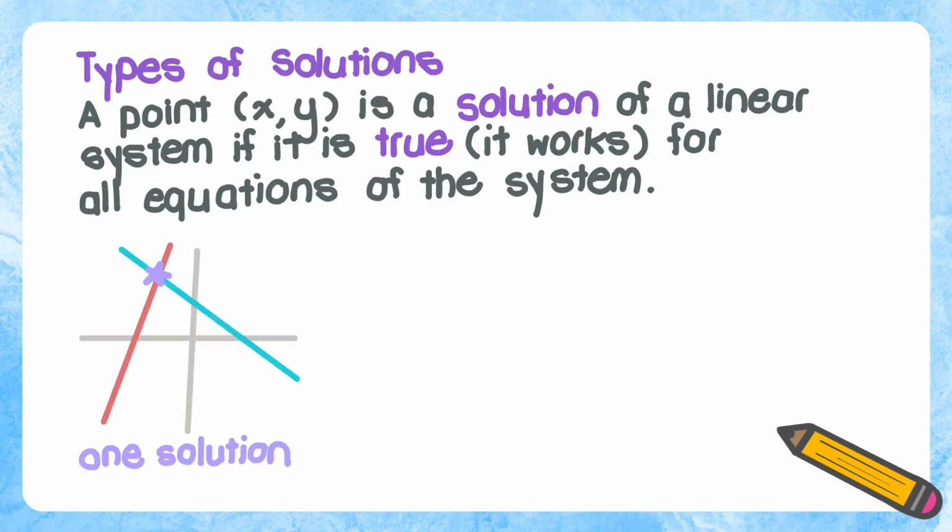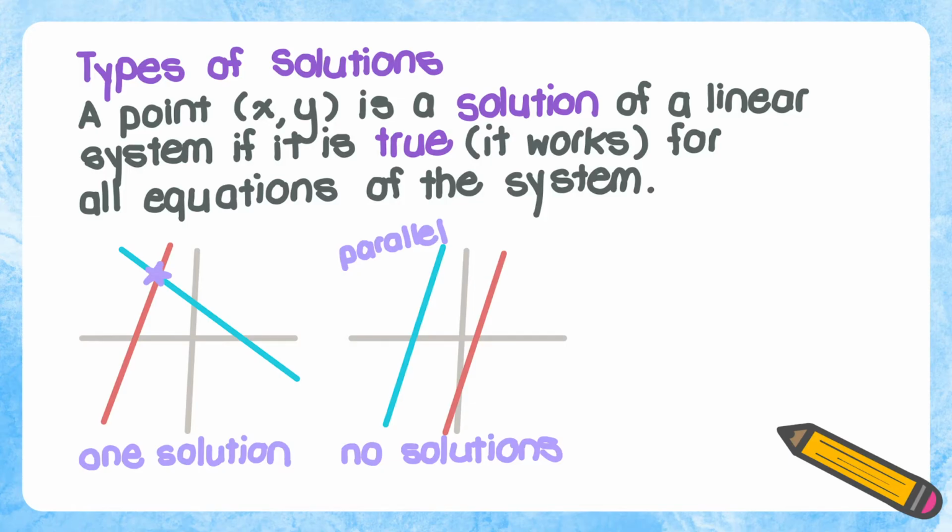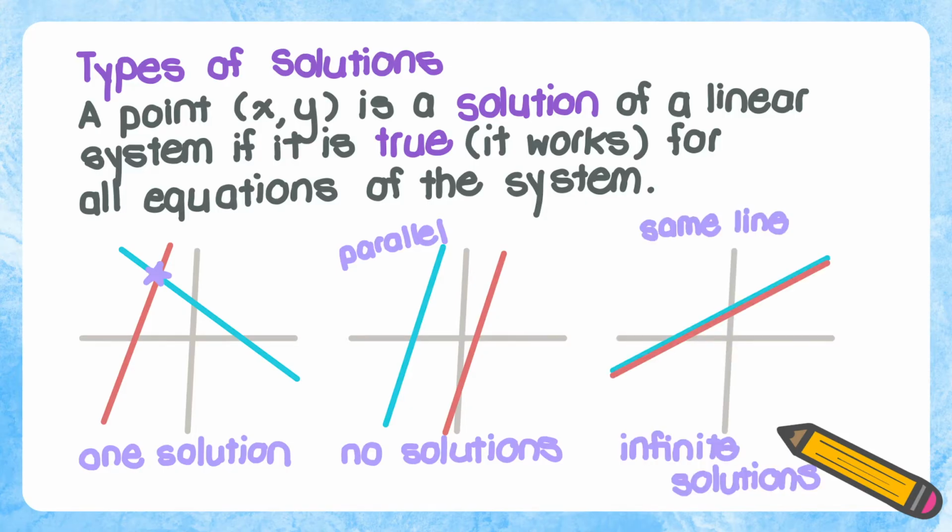And there's three types of solutions we can have. Our first type is where the two lines intersect at one point, so there's one solution. The solution is the point where your two lines cross. And then if your two lines never intersect, so if they are parallel lines, then there are no solutions because the lines never touch each other. Lastly, if the two given equations describe the same line, then there are infinite solutions because any point on the line would work for both equations.